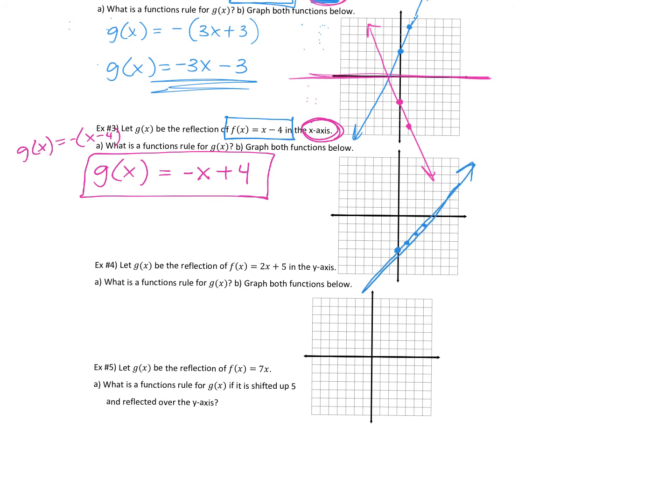I kind of missed, right? My new function, I'll do that one in this pink color. So that's a y-intercept of a positive 4, 1, 2, 3, 4. And then negative 1 means down 1 over 1, down 1 over 1, down 1 over 1. So we get this line.